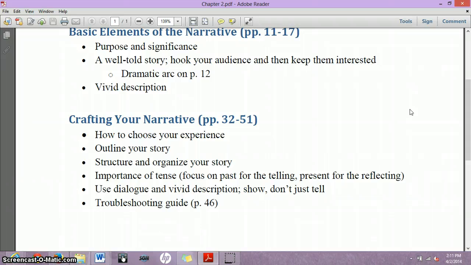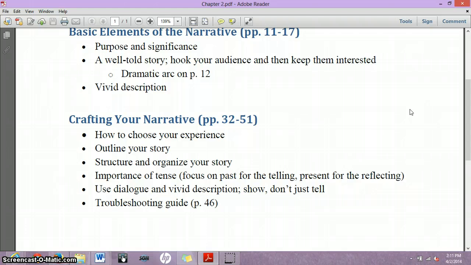the textbook outlines a lot of ways to help choose your experience. So make it a good one. We all have something to share, so please don't think you don't. Just find one that is really good. Then it moves on to shaping your story. Of course, I'm going to help you with that by completing an outline, and hopefully that will help you get some ideas going. And yeah, it will help you get a really good head start on drafting.